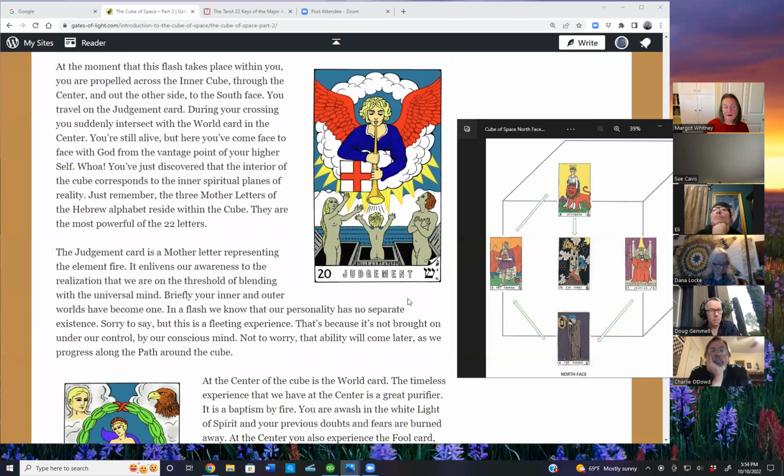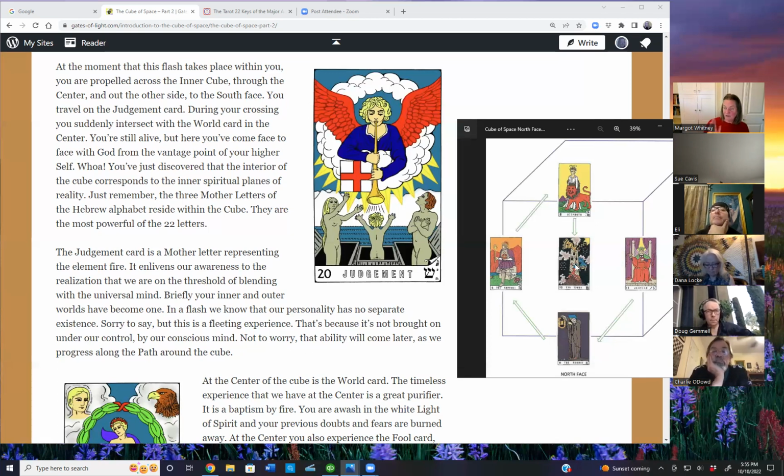It enlivens our awareness to the realization that we are on the threshold of blending with the universal mind. Briefly, your inner and outer worlds have become one. In a flash, we know that our personality has no separate existence. Sorry to say, but this is a fleeting experience. That's because it's not brought on under our control by our conscious mind. But not to worry, that ability will come later as we progress along the path around the cube.